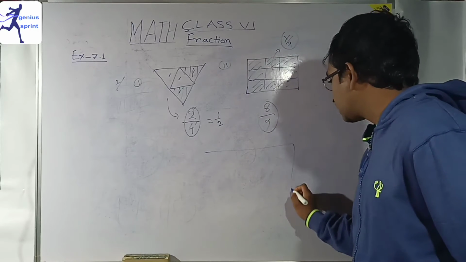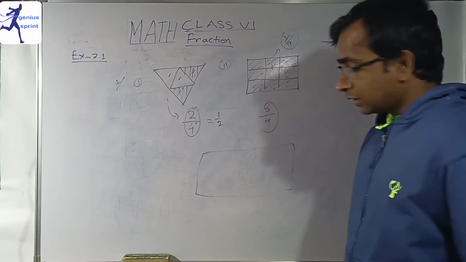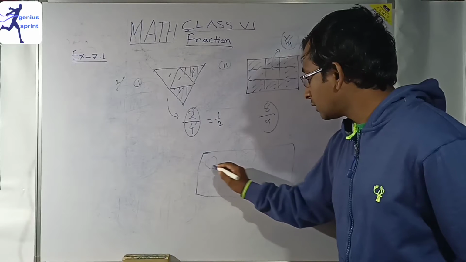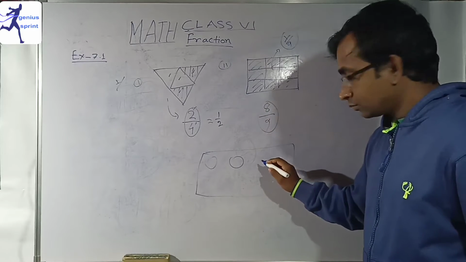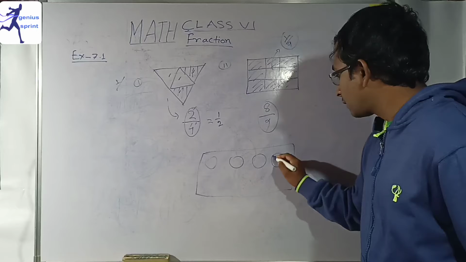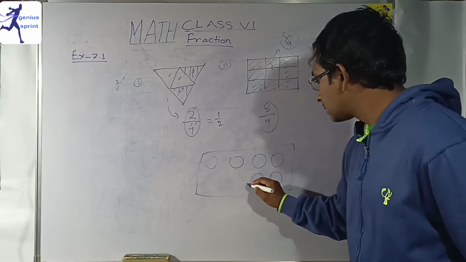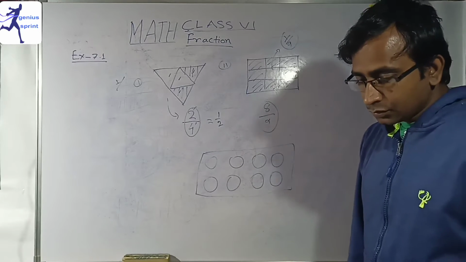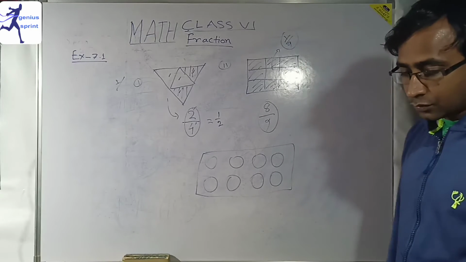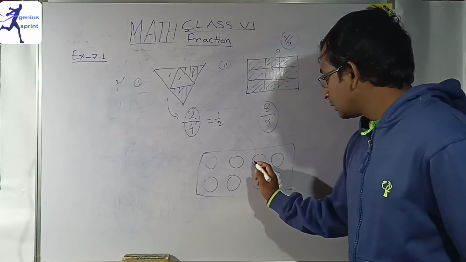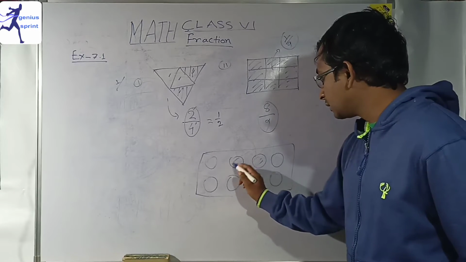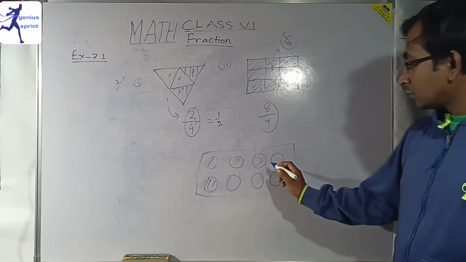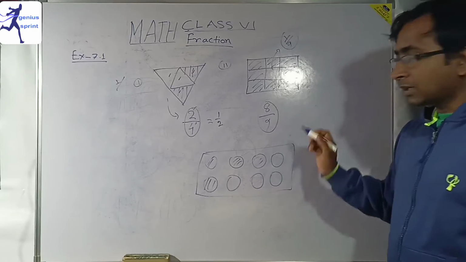Another box is given there. In that box, balls are given there, 1 2 3 4 5 6 7 8. Among these 8 balls, 4 balls are shaded, 1 2 3 4. These balls are hidden, and these 4 balls are highlighted.